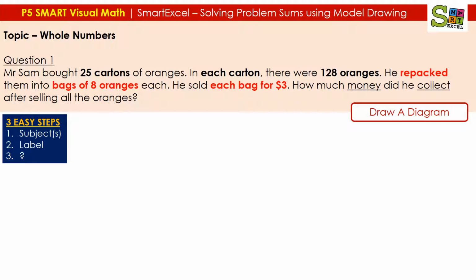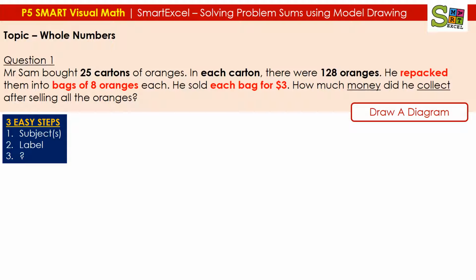Let's start. Mr. Sam bought 25 cartons of oranges. In each carton there were 128 oranges. He packed them into bags of 8 oranges each. He sold each bag for $3. How much money did he collect after selling all the oranges?